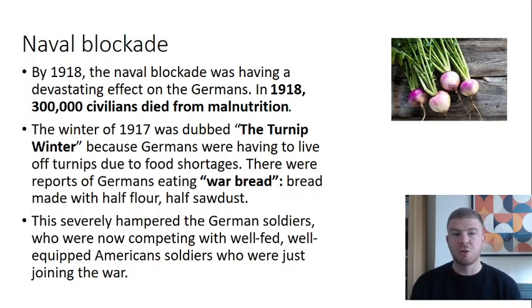In 1918, 300,000 civilians, so non-army personnel, had died from malnutrition, from not having the right diet. In the winter of 1917, that became known as the turnip winter, because Germans were told to use this hardy vegetable, the turnip, which was able to be easily grown in Germany, to live off that, and pretty much only that, because of food shortages.